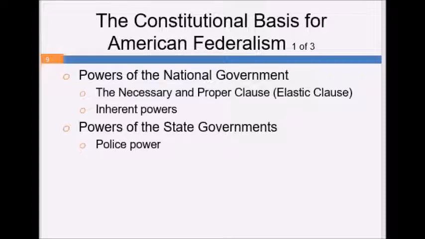Implied powers allow the national government to make decisions that fall outside of those expressed powers. Another name for implied powers would be the Necessary and Proper Clause, also called the Elastic Clause. The reason we call it this is because it allows the United States government to stretch its powers.